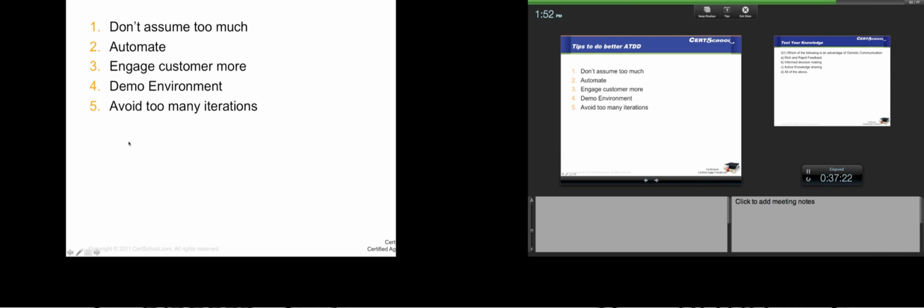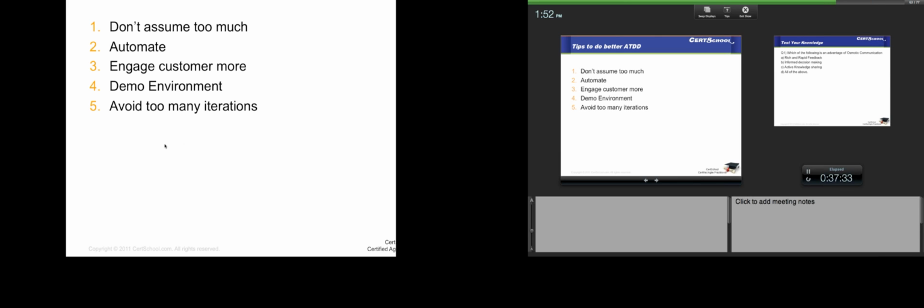Number three is engage the customer more, which we also talked about. In the whole cycle of acceptance testing and development, you can see there are two steps, discuss and demo, which require customer engagement. Just make sure that we don't miss that engagement. A demo without the customer is not going to be as fruitful.